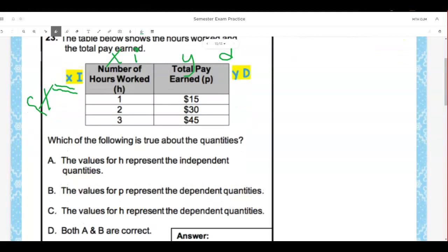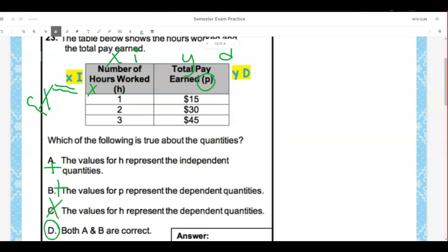let's see which of these is true about these quantities. The value for H represents the independent quantities. Well, H is on the left, so I know that's my X side, and X is independent, so that's going to get a true. The second one, the values for P represent dependent quantities. P here is on the Y side. This is my dependent side, so this is also true. The values for H represent dependent. They're saying that this H is on the dependent side, and it's not, so that's false. So D, both A and B are correct.